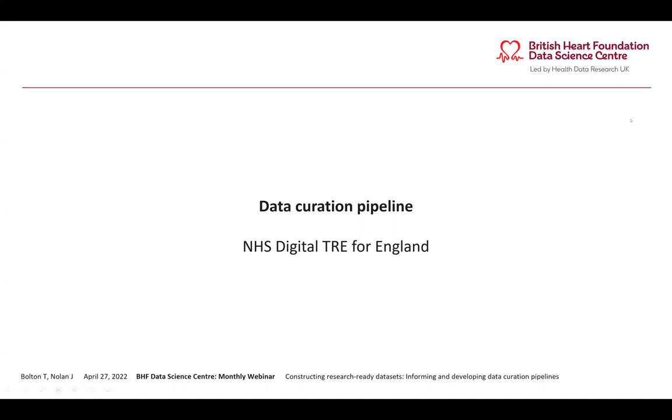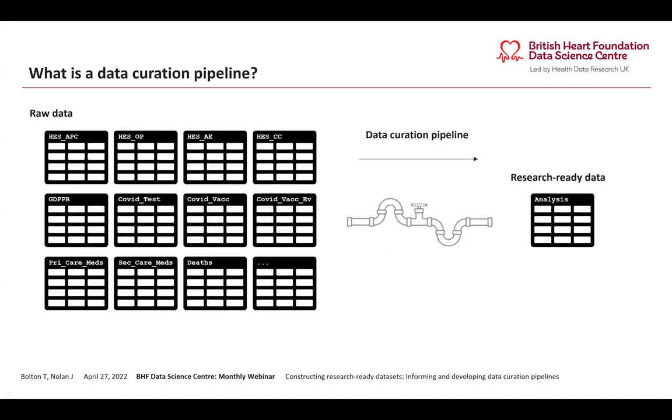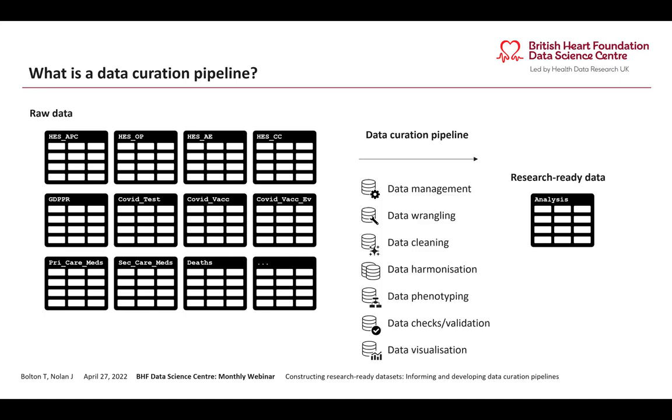So what do we mean by a data curation pipeline? Put simply, it's the process of transforming the collection of raw or original data sets to a research-ready analysis data set that can be used to answer research questions. As Kathy mentioned, it can be one of the most time-consuming parts of a project and will typically include data management, wrangling, cleaning, harmonization, phenotyping, checking, and visualizations.